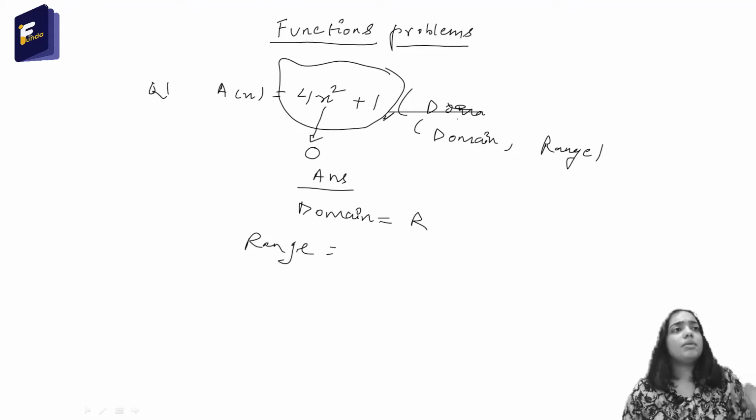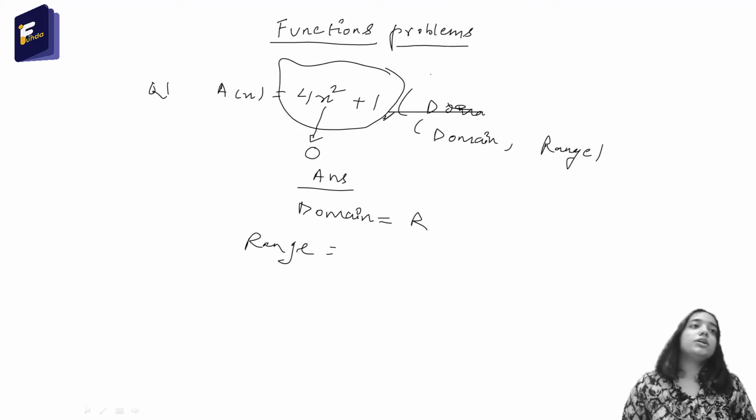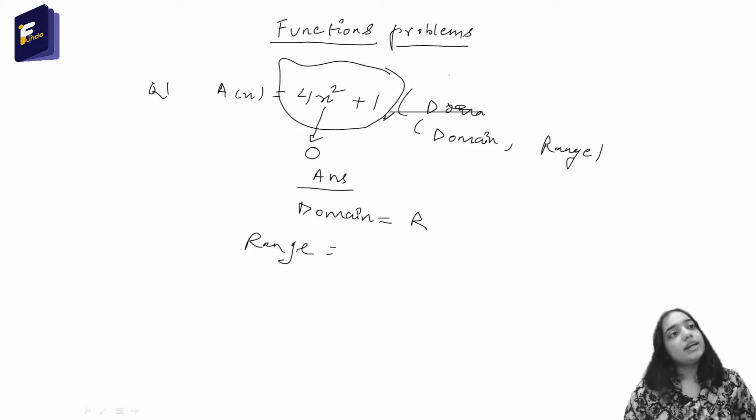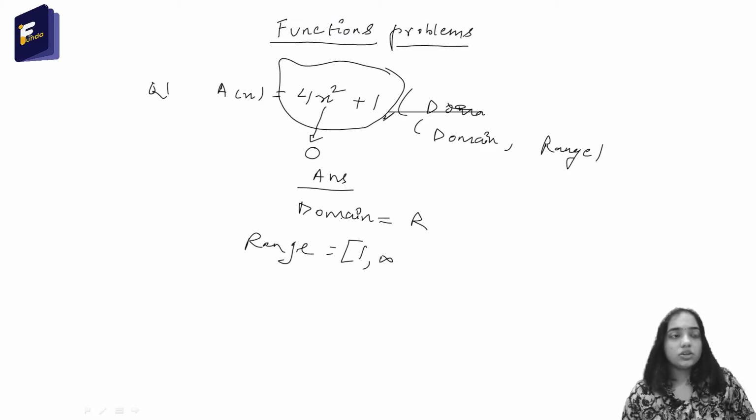You can also check by putting 0, 1, 3, and see whether I am right or wrong. You can see that the value of this function will never go below 1. It can be 1 at x square equal to 0. So the range is 1 to infinity. This is closed, meaning that 1 is also included. Now we have solved this question, so let's move to the next question.